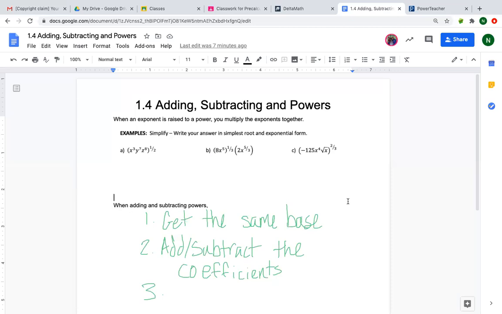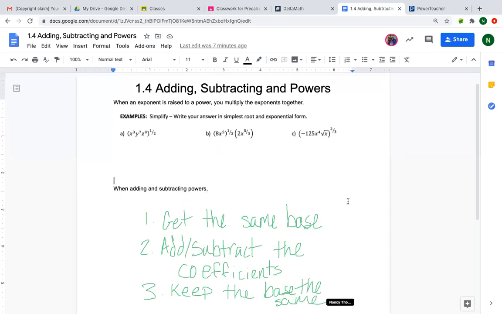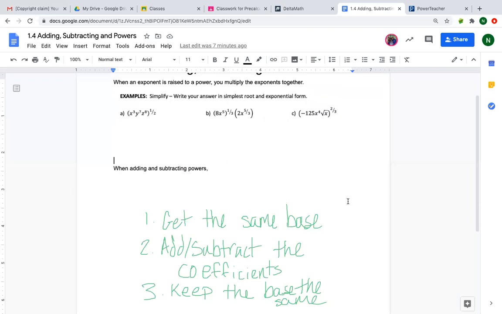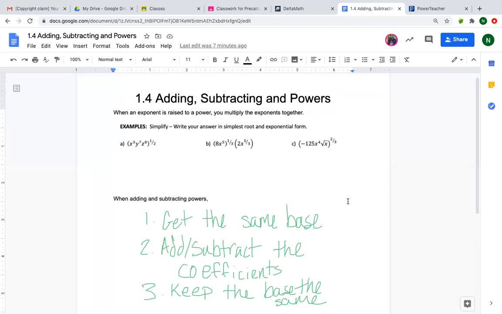And then the third one is just keep the base the same. Let me know once you all have got it down. I got it down. Amazing, Natalia. Thank you.